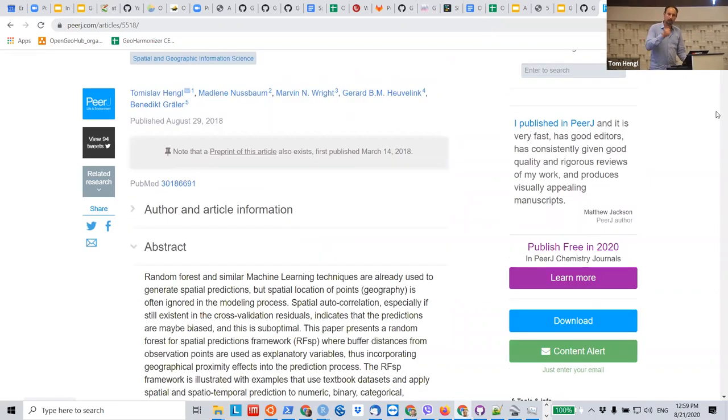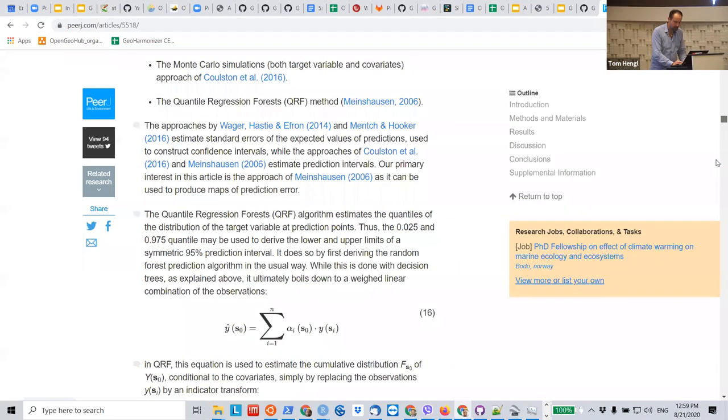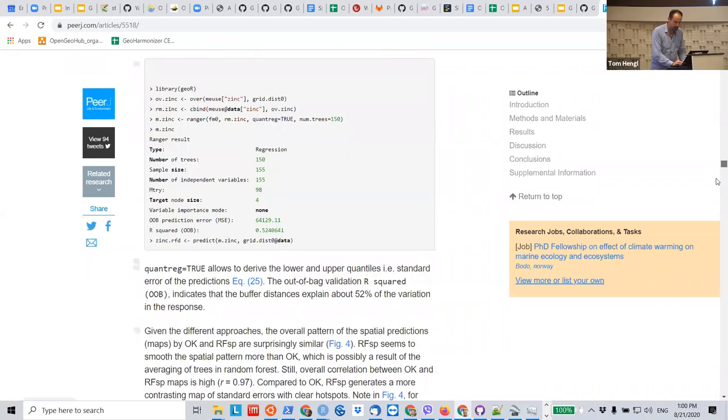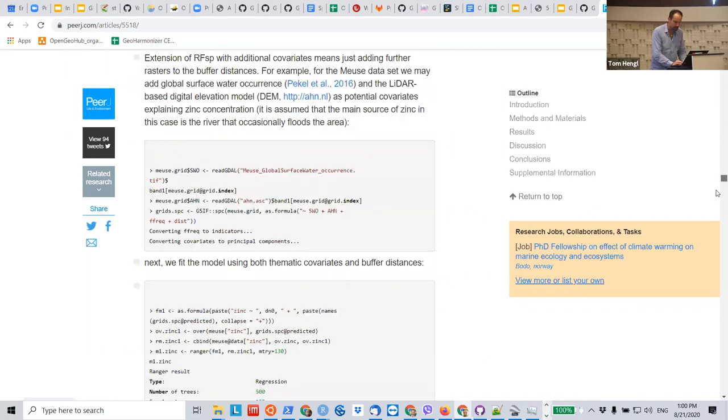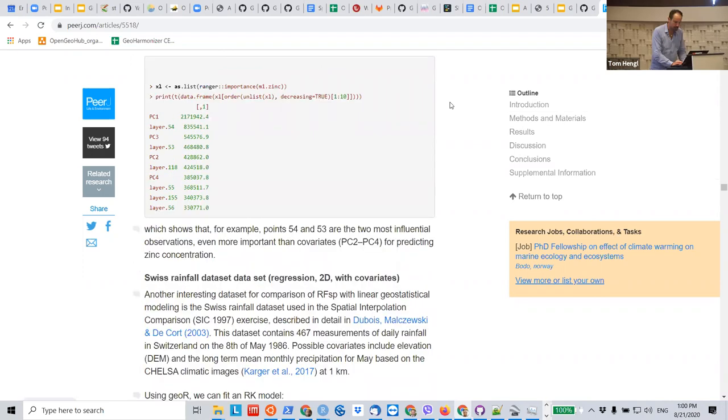The variable importance looks like this. So you fit the spatial and feature space, and then you have to plot it. You have to look at the variable importance. So let me see this. You should look at that, and that's the variable importance. This table.